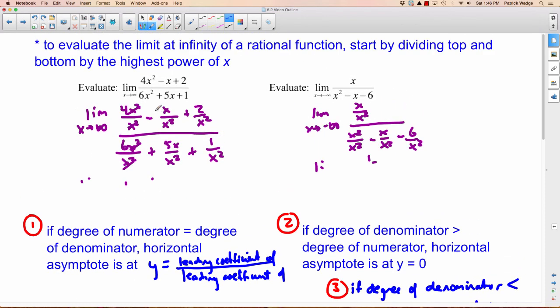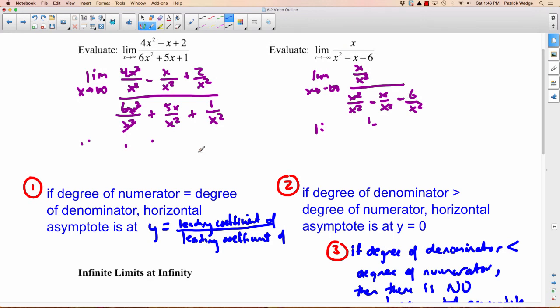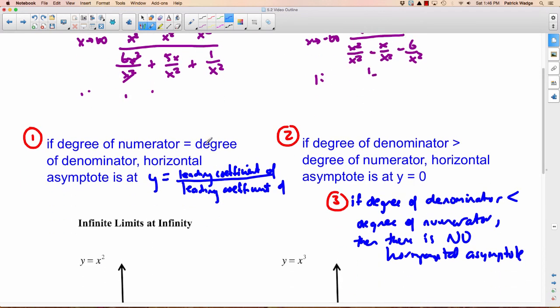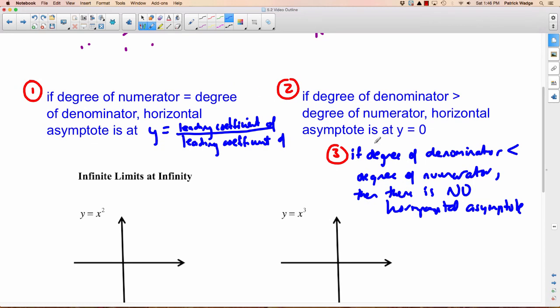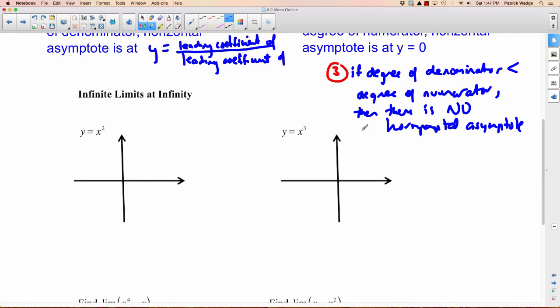You can certainly do this. We divide everything by the highest power of x. It's nice if you understand that. I don't know, maybe some professor at university is going to insist on it, but these are kind of the shortcut ways you can figure out where the horizontal asymptote is going to be.